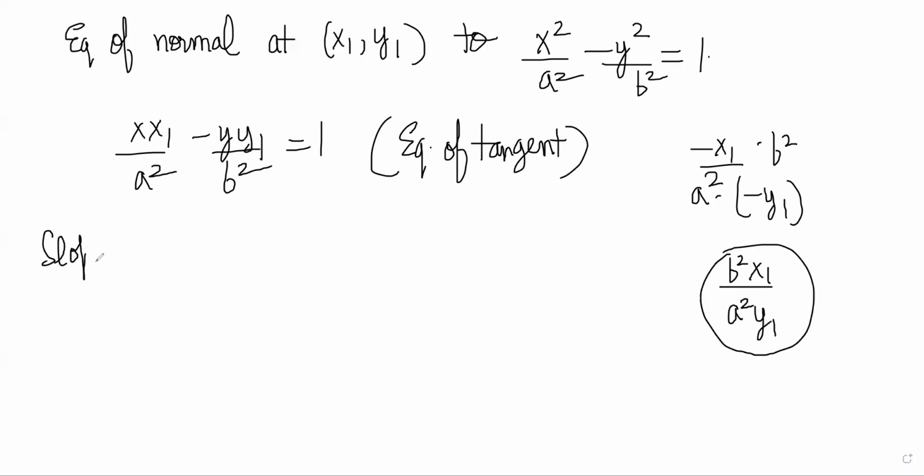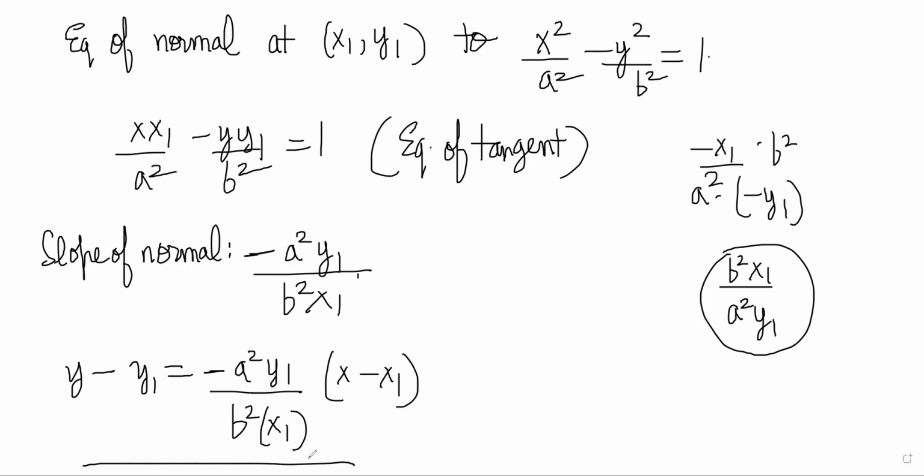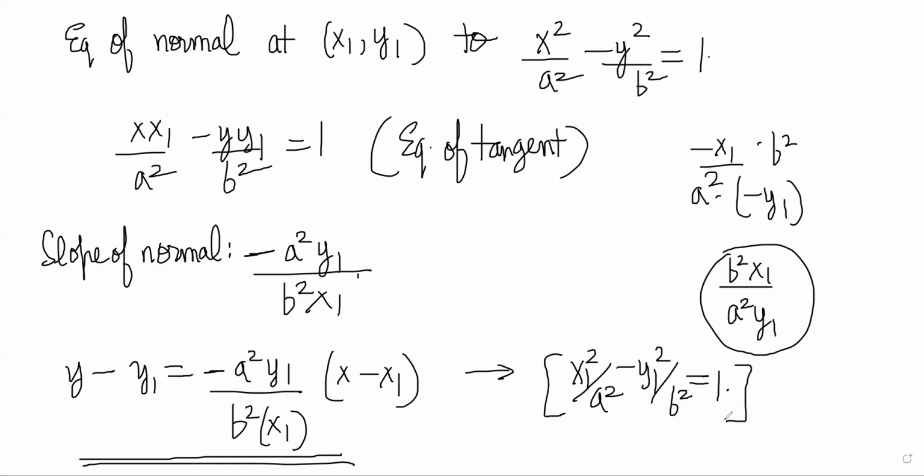So slope of normal would become minus a square y1 by b square x1. And now equation of normal would be y minus y1 is equal to minus a square y1 by b square x1 into x minus x1. And we can simplify this equation and remember that x1 square by a square minus y1 square by b square is equal to 1, because x1, y1 is a point on the curve, right? So using that, you will be able to show that the equation of normal comes out like this.